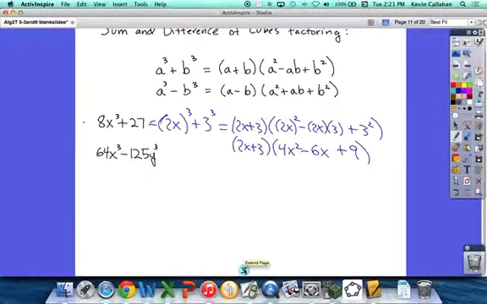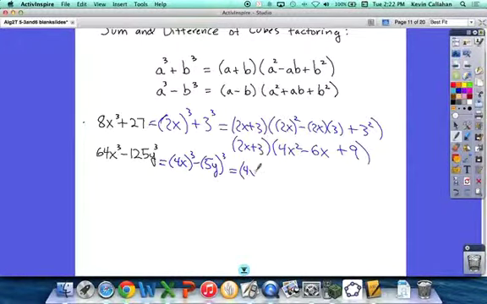Okay, how about what number cubed is 64? 4. 4 times 4 times 4 is 64, right? So that we can write this one as 4x to the third. Okay, and what number cubed equals 125? 5. So that's 5y cubed. Okay, so now using the formula, right, our a is 4x, our b is 5y, substitute.